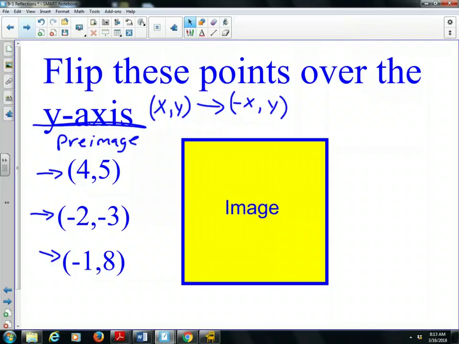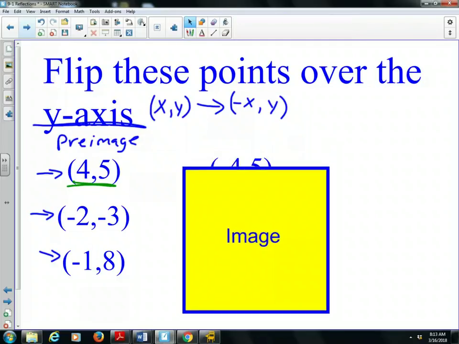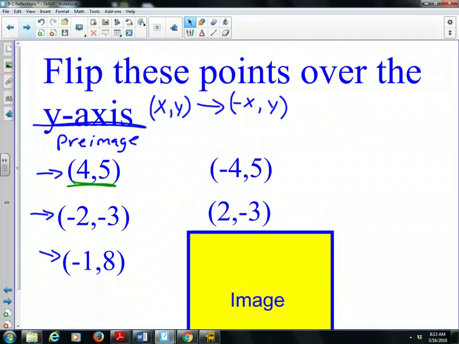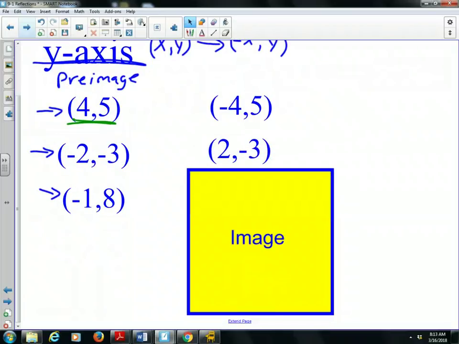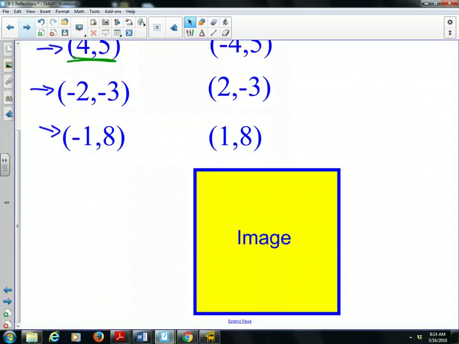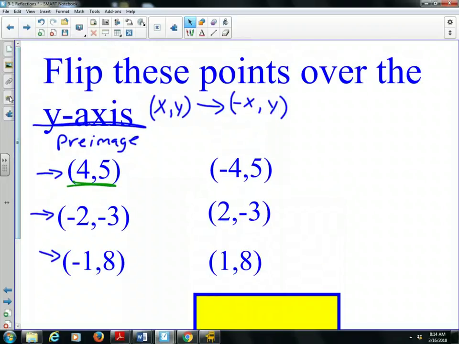Okay, after you did that, you changed the sign on the x-coordinate and you stayed the y the same. So a -4, +5. For our next one, you should have had a different sign on the -2, so you switched the sign to make it +2, -3. And then you should have changed the sign on the x-coordinate, kept the y the same, to make it +1, +8. That's how you reflect that over the y-axis.